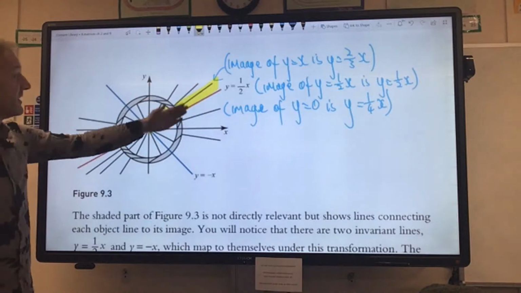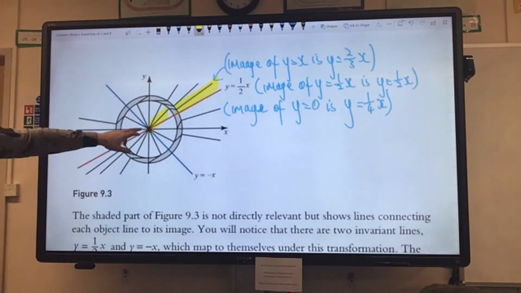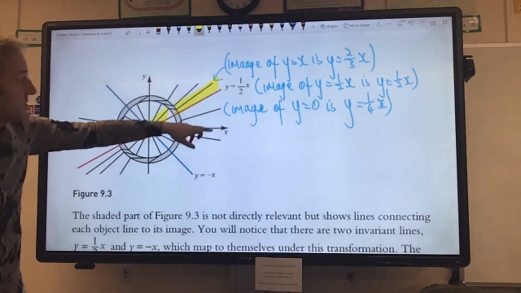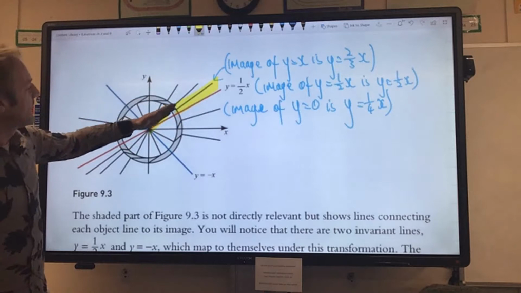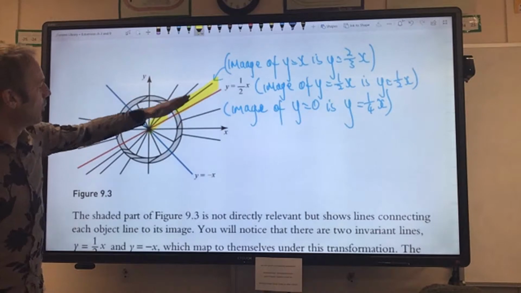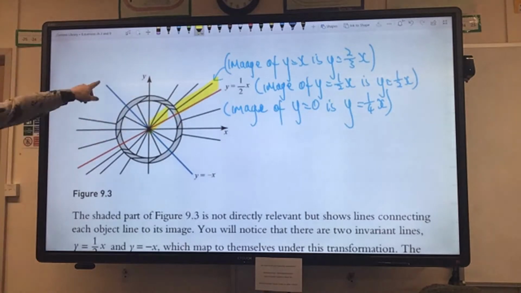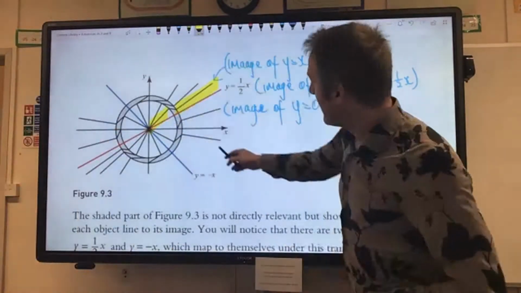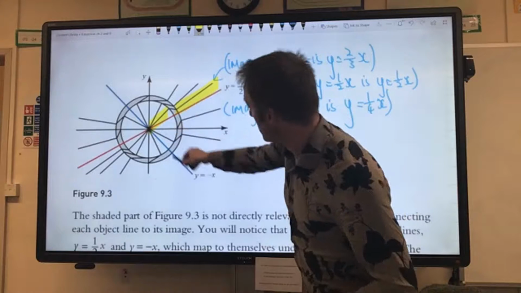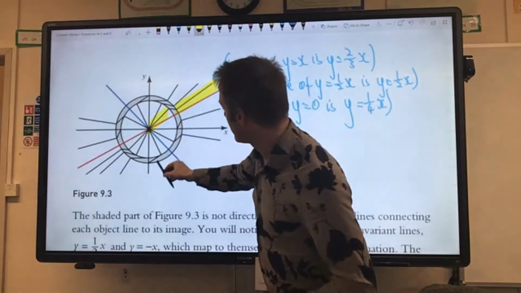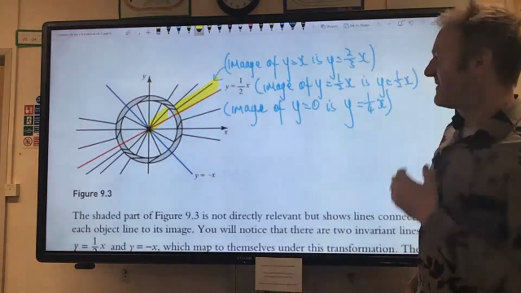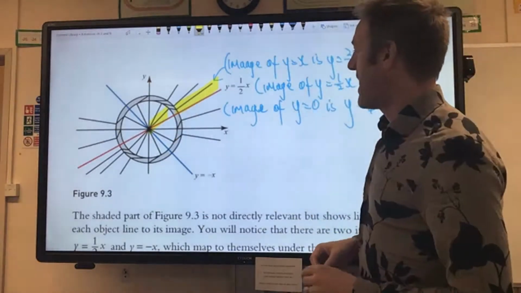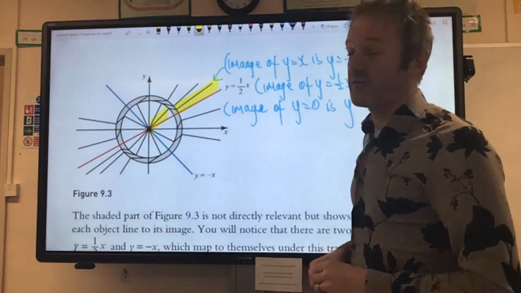y equals half x. Remember, y equals half x was an invariant line. So y equals half x goes straight through the circle. It doesn't change. So all the lines are getting bent towards y equals half x. And interestingly, there's another invariant line, which we got, which is y equals minus x. And the lines, if you like, are getting repelled from y equals minus x. All these other lines are getting pushed away from it. And so it can be a kind of a nice way of trying to visualize the effects of a matrix transformation.